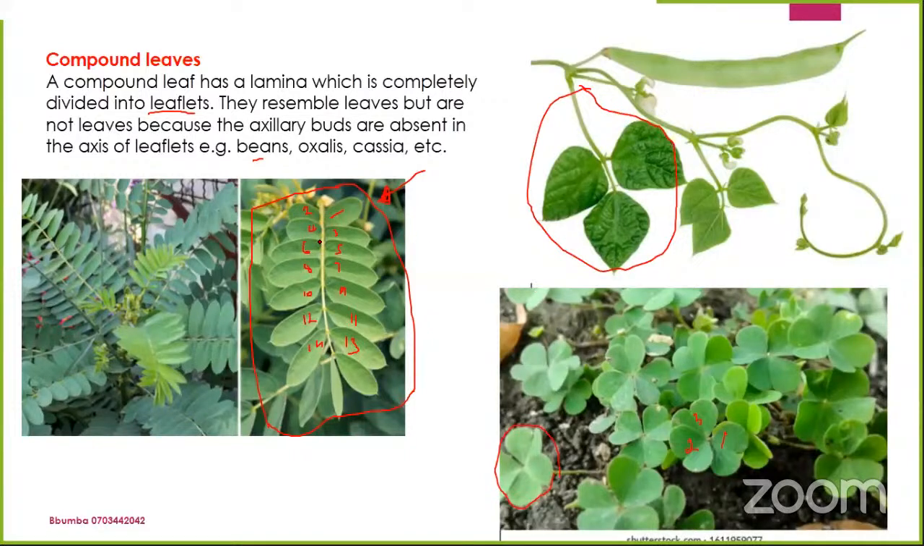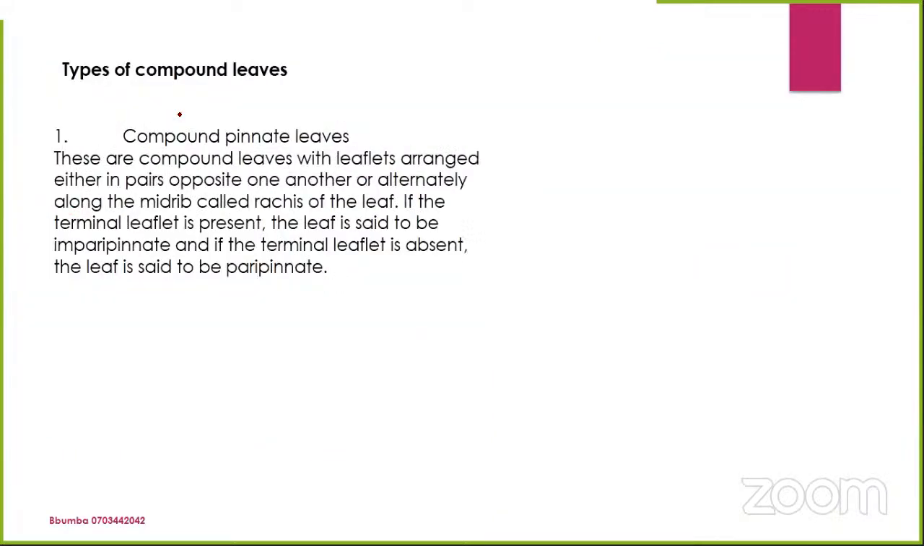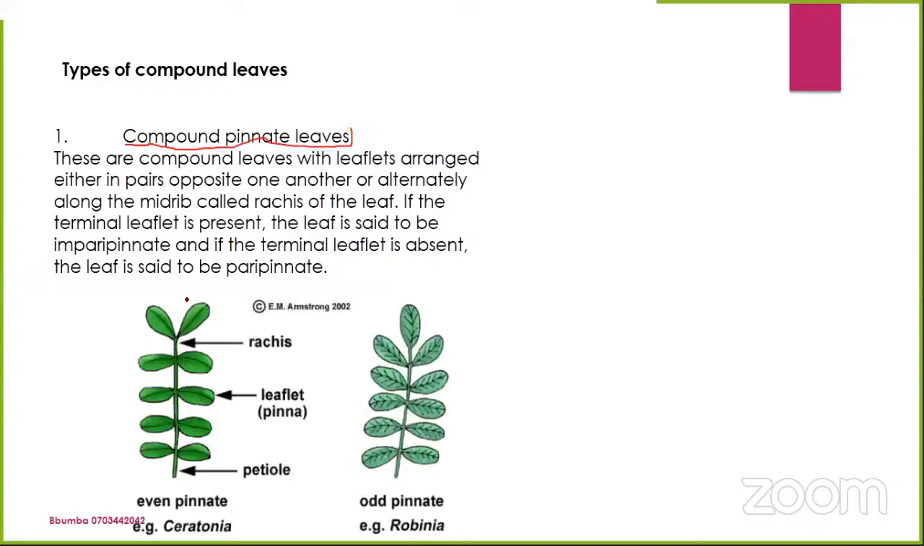Now, whenever you find a leaf with some leaflets, you just have to know that it's a compound leaf, because a compound leaf has a lamina which is completely divided into leaflets. We can go on and study the different types of compound leaves. The first one is compound pinnate. Compound pinnate is normally like the one for cassia, with its lamina divided into different leaflets which are opposite one another. So these are compound leaves with leaflets arranged either in pairs, opposite one another, or alternately along the midrib.